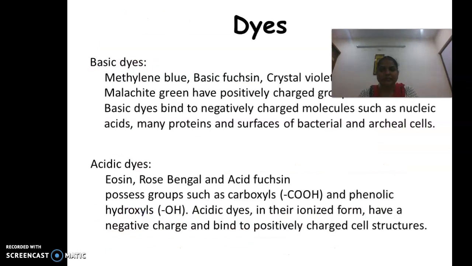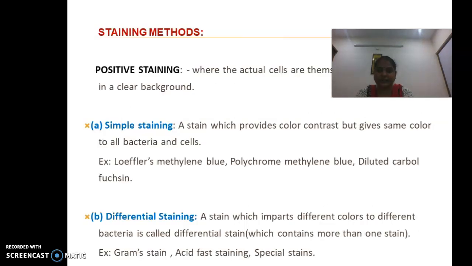So let's know the importance of acidic stains and basic stains. We have already learnt about the examples of basic stains, and what do basic stains do? Basic stains or dyes bind to the negatively charged molecules such as nucleic acids, proteins and the surface of bacterial cells or archaeal cells. When we talk about acidic stains, they possess an acidic group like a carboxylic group or phenolic hydroxyl groups, and they generally bind to positively charged cell structures.